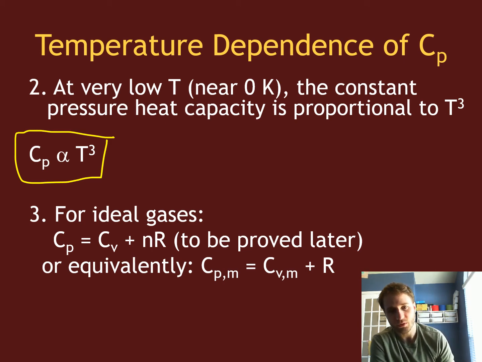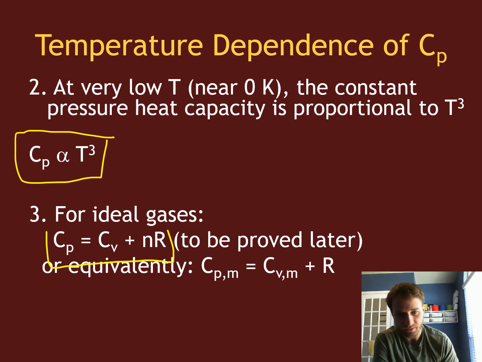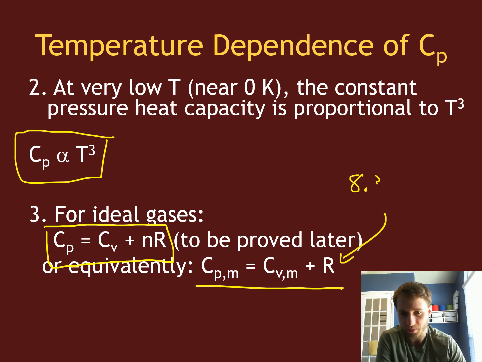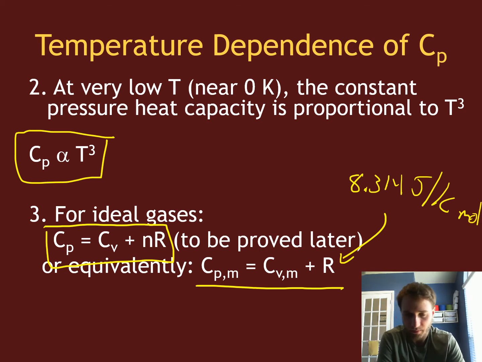Another note about Cp is that it is related to Cv for ideal gases specifically. Cp minus Cv equals nR, or in molar terms, Cp,m equals Cv,m plus R. Often heat capacities are given in joules per Kelvin mole, so for R here, you want to use the 8.314 joules per Kelvin mole value, because otherwise your units aren't going to work if you try using the liters atmosphere version of R.